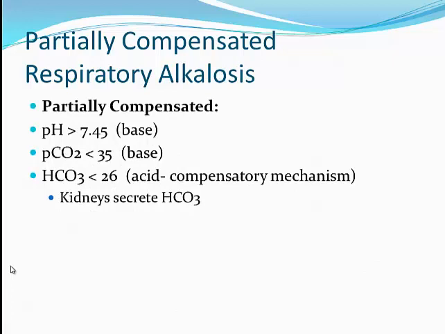Partially compensated respiratory alkalosis. So we know that a pH above 7.45 means that it's a base, so alkalotic. A PCO2 less than 35, we know that it's a base. Bicarbonate less than 26 is acid. This is our compensatory mechanism. Our kidneys are secreting bicarbonate.